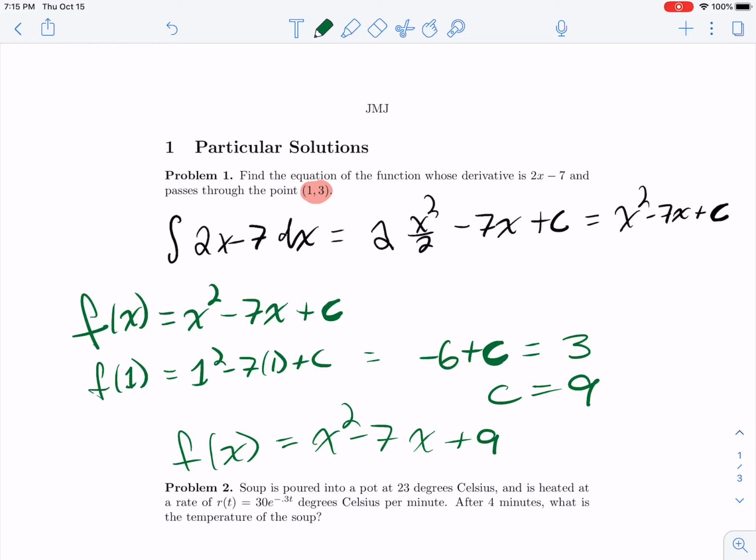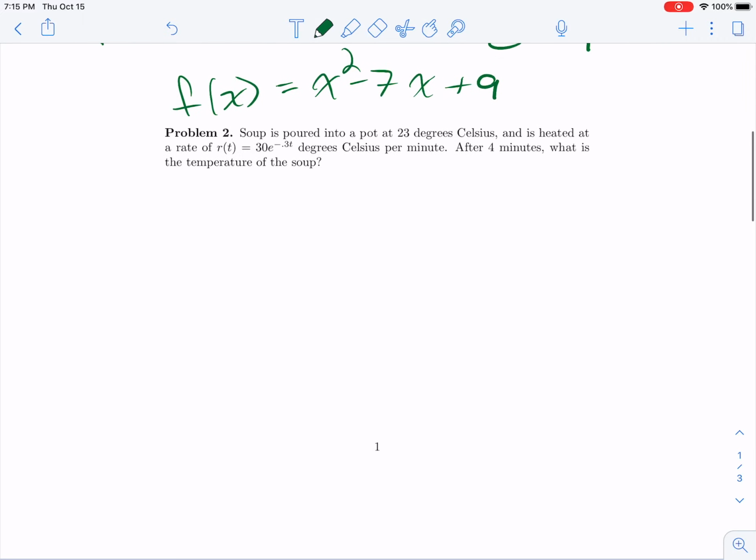All right. Problem 2. Now we get into word problems, and the word problems get a little trickier because we need to interpret them correctly. We're having soup being poured into a pot at 23 degrees Celsius. So this is its initial temperature. Initial temperature is 23 degrees Celsius, and it's heated at a rate of R of t degrees Celsius per minute. After 4 minutes, what is the temperature of the soup?